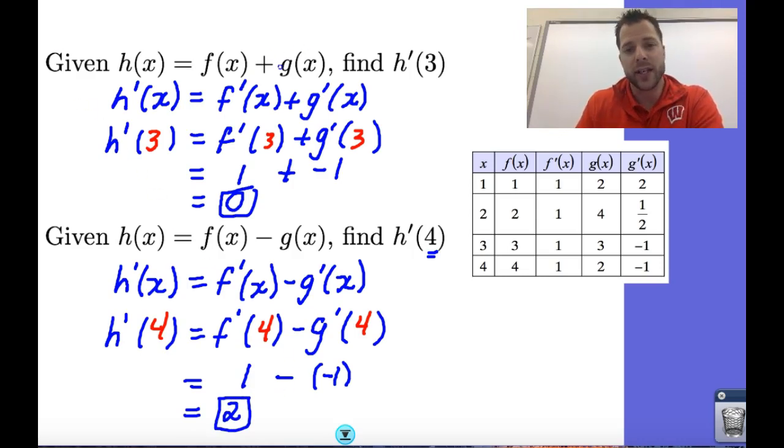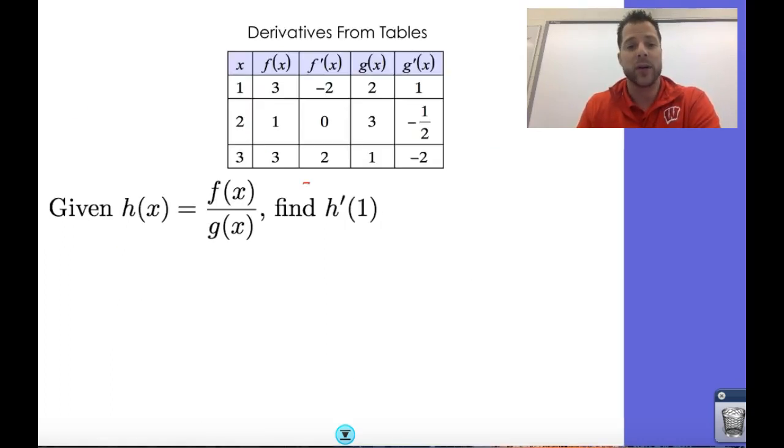So those were just an addition and a subtraction rule for derivatives. In the next example, we're going to apply one of our major rules, the quotient rule. Okay, so we have h of x is equal to f of x divided by g of x. Find h prime of 1. So I've got a new table. Let's go ahead and take the derivative.